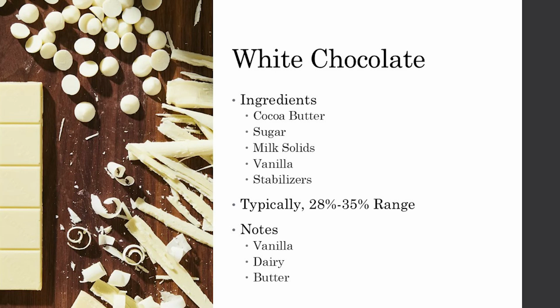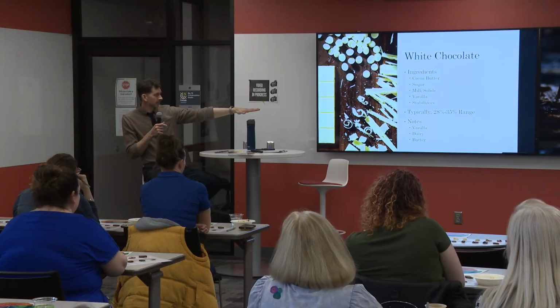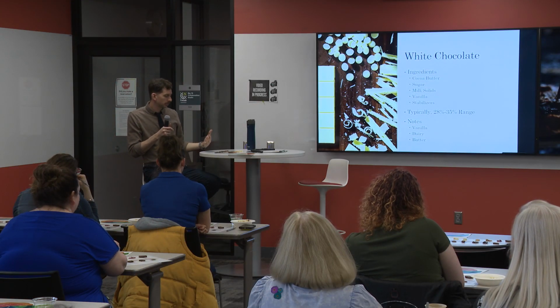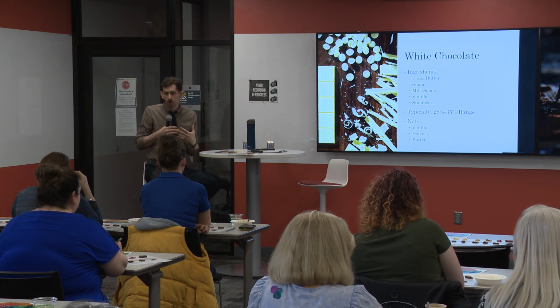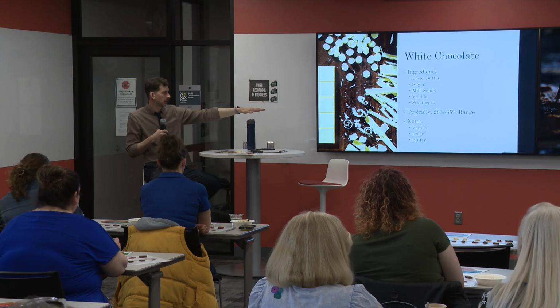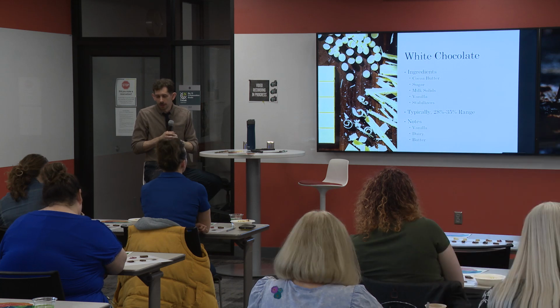So cocoa butter, sugar, milk solids, vanilla, and stabilizers. Typically, these range from about 28 to 35%. So that 28 to 35%, what is that telling us? What's that percentage telling us? It's a low range, but it's telling us the cacao content. Typically, when you're doing a brown chocolate, that lets you know how dark and intense it is because of those cocoa solids. There's no cocoa solids in this, so with a white chocolate it's telling you how much cocoa butter is in it. So it's like 28 to 35% cocoa butter.